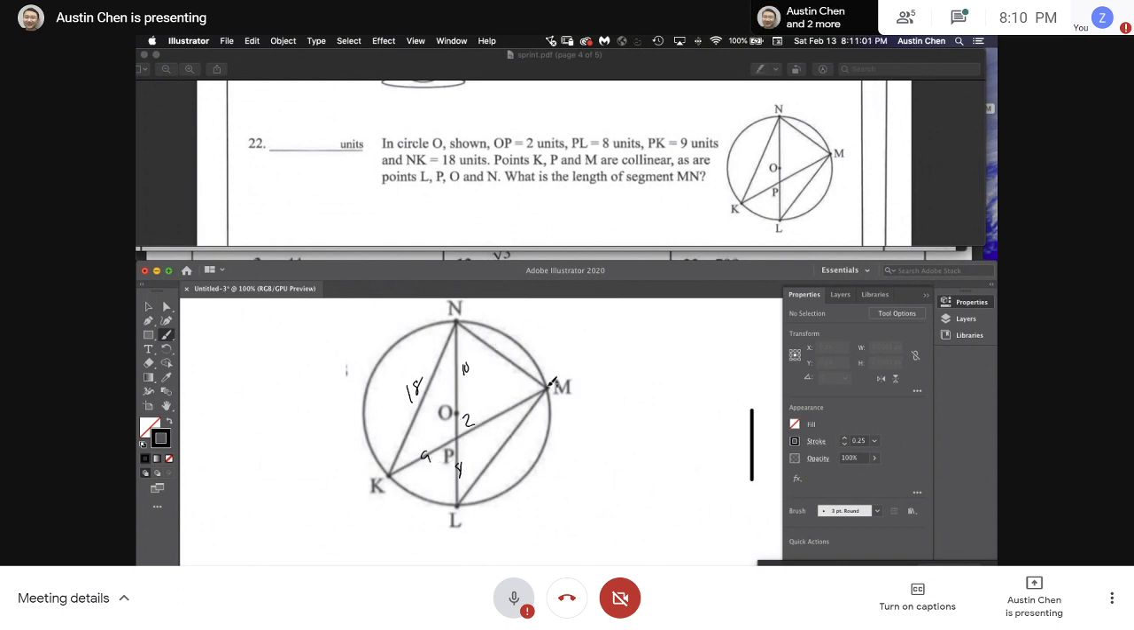You see a bunch of chords crossing in a circle. Maybe you think of power of a point.